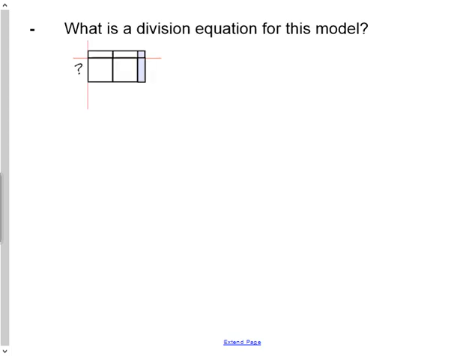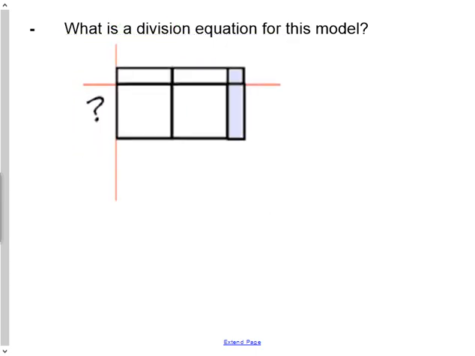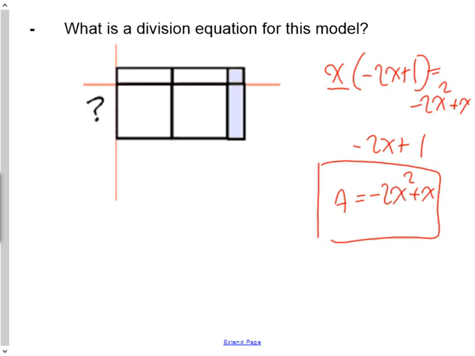Your next question is, what is the division equation for this particular picture? So if we think about it, that's like saying the area is negative 2x squared plus x, and the side length here is negative 2x plus 1. So what did I multiply negative 2x plus 1 by to get negative 2x squared plus x? And the answer is I multiplied it by a positive x. A positive x would complete that, so therefore the missing part of that model is a positive x.